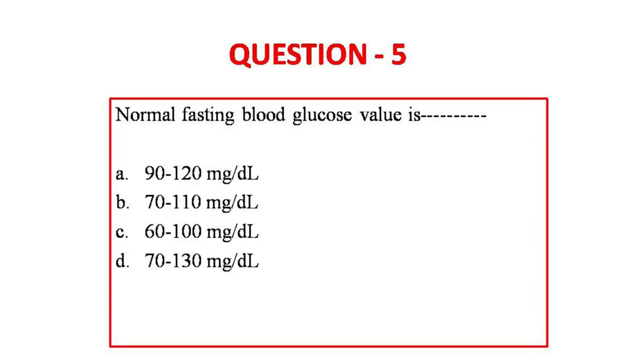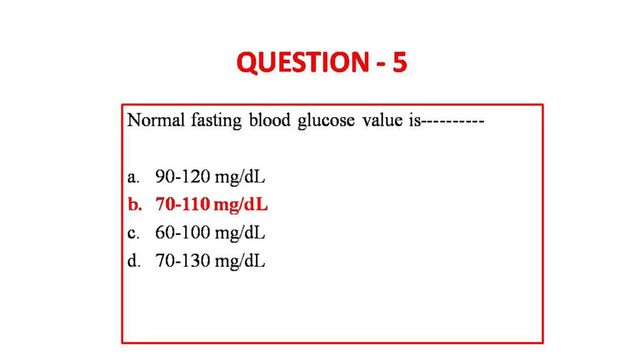So moving on to question number 5. Normal fasting blood glucose value is, they've given 4 options: 90 to 120, 70 to 110, 60 to 100 and 70 to 130 mg per dl. The answer is 70 to 110 mg per dl. See, normally less than 100 mg per dl is considered normal. So here you can write it as 70 to 110. In most of the textbooks it's given like that. And 100 to 125 mg per dl is considered the pre-diabetic stage.